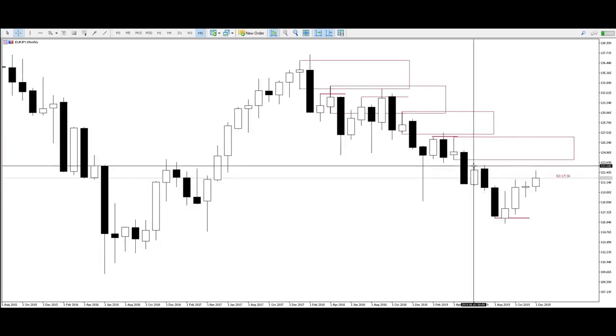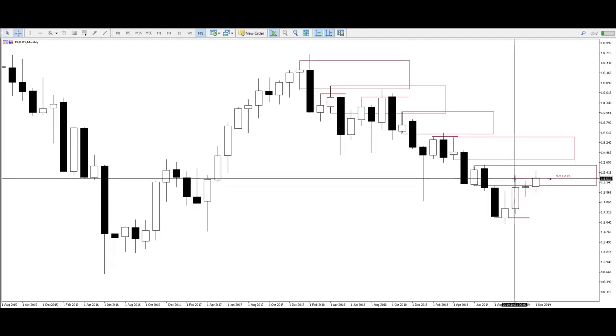Actually, this block did break structure as well. So we're gonna mark out this block. Alright, and if the monthly closes a clean raid here, because what's this? This is October.